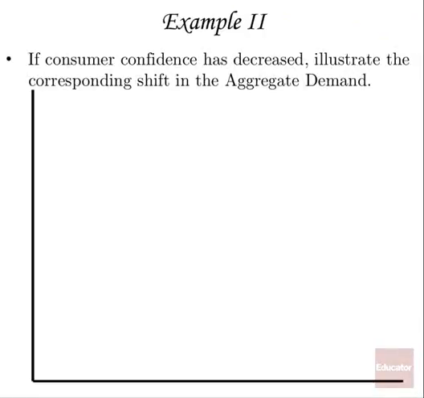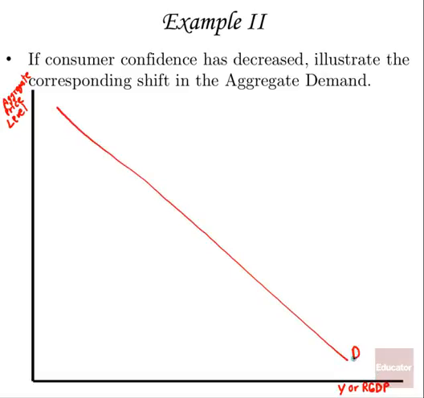Second example here, again, let's go ahead and use aggregate price level. And get it ingrained in your head, it's not P, it's PL, the price level here. And on the bottom here, Y, or RGDP. And you have the aggregate demand curve, a downward sloping graph here, AD1. So let's go ahead and reread this here. If consumer confidence has decreased, illustrate the corresponding shift in the aggregate demand curve.